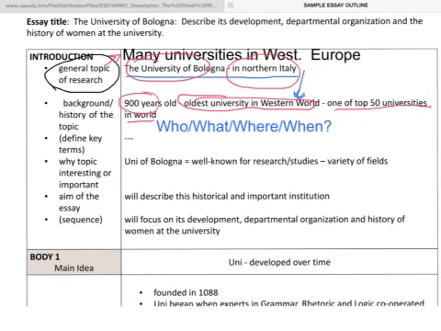When it comes to defining key terms, these are going to be specific vocabulary words that the reader needs to understand the topic. And in this case, we don't have any, so we simply put nothing there.